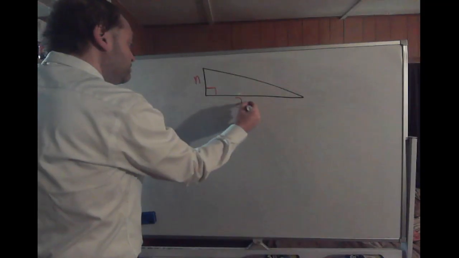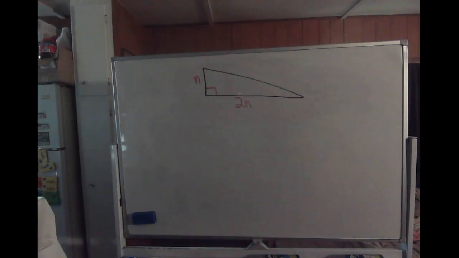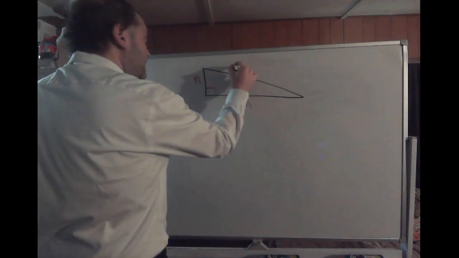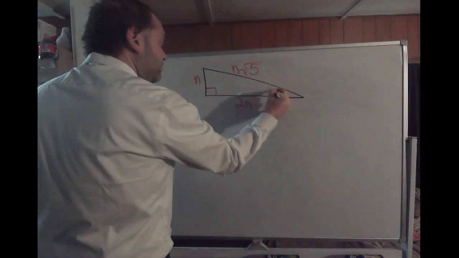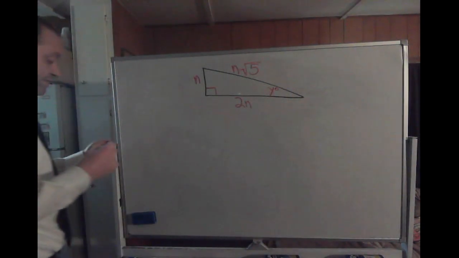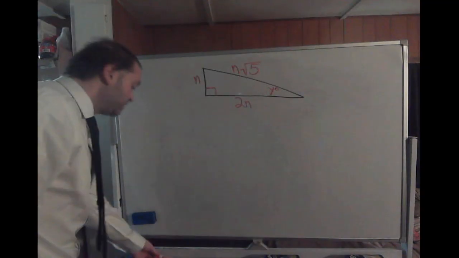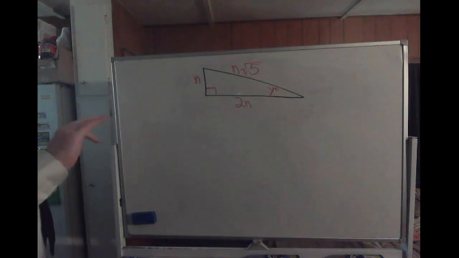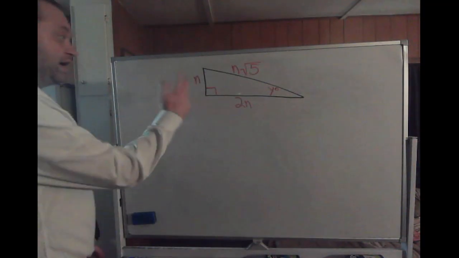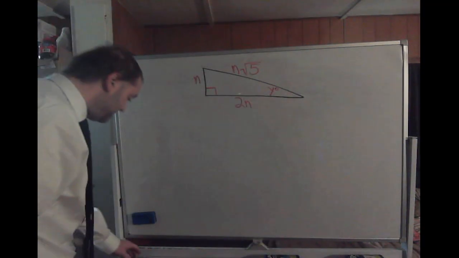n, 2n, n times the square root of 5. Then we have y degrees. Okay, so we have the lengths of all three sides of the right triangle, but again, the tangent ratio has nothing to do with the hypotenuse. You're only caring about the adjacent legs.